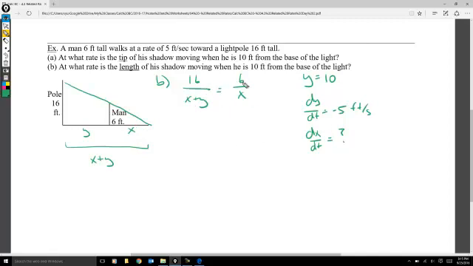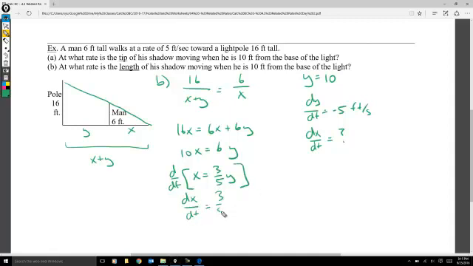Okay, so let's cross multiply. I get 16x is equal to 6x plus 6y. Right, and so let's get x by itself. I get 10x is equal to 6y, so x is equal to 3/5 y. Okay, now I'm ready to take the derivative. So I end up getting that dx/dt is equal to 3/5 times dy/dt.